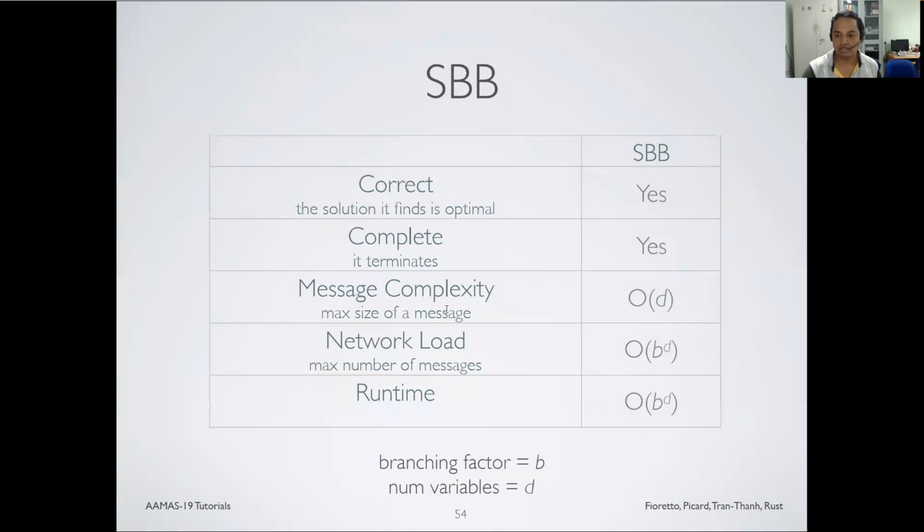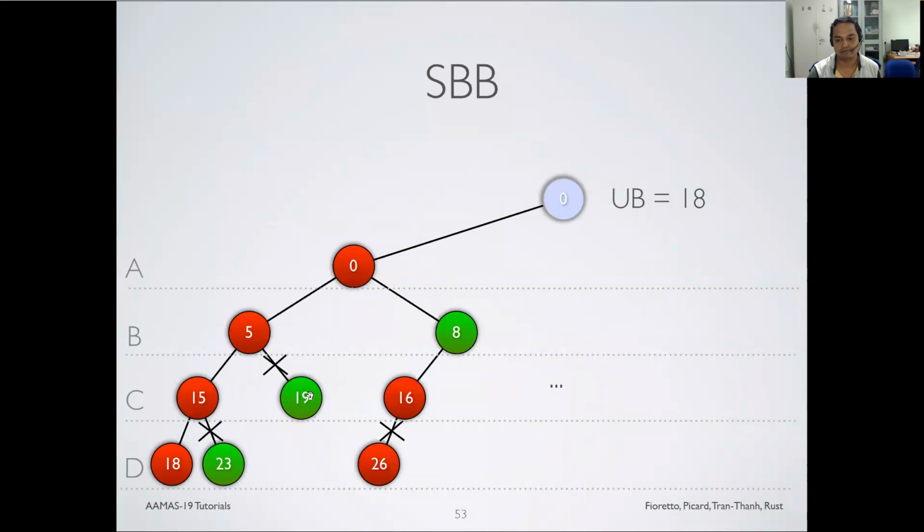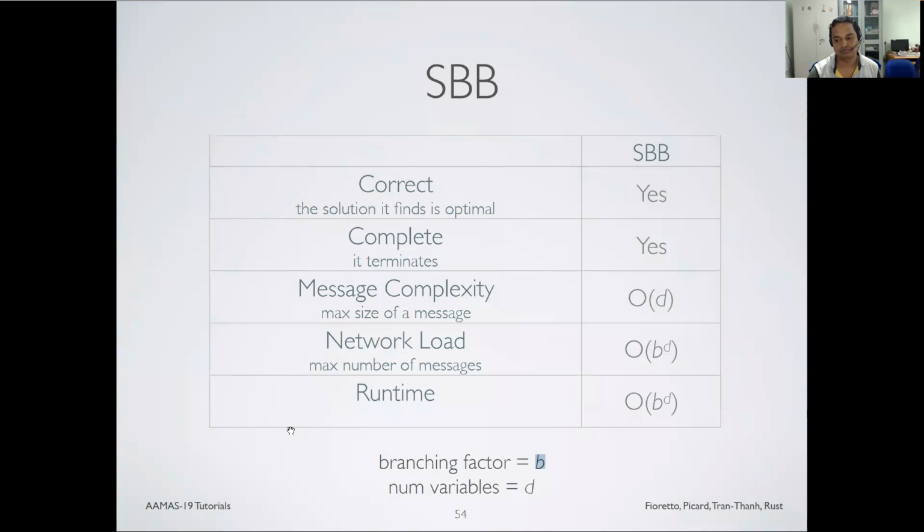So here, the maximum number of messages is order of b to the power d, where b is the branching factor. What is the branching factor? Can anybody say? Two, the number of colors. From one node, it can be either red or green. From another node, it can be red or green. So the branching factor depends on the number of nodes in the graph. For this graph, the number of variables is 4: A, B, C, D.